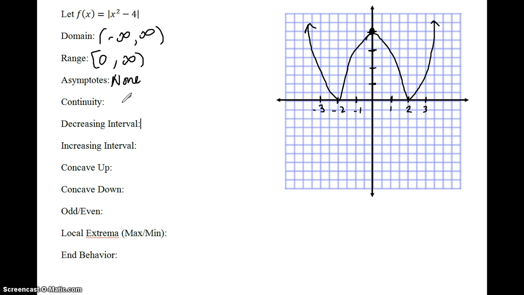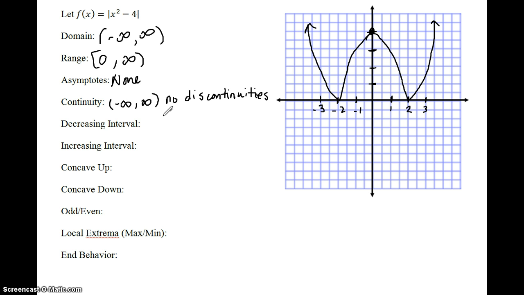The continuity, this is a continuous function all the way around. It doesn't have any jump, infinite, or holes in the graph. So we'll say it's continuous in all real numbers. So we'll either do this, or you can say no discontinuities. I know my handwriting is atrocious, isn't it?